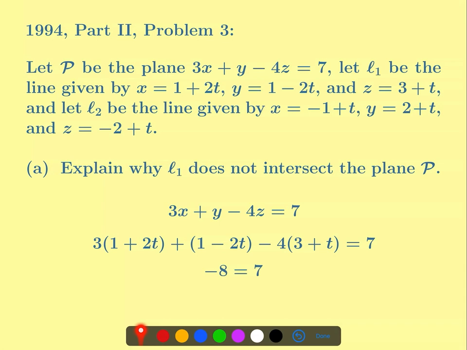So what does that mean? That means no matter what point I take on this first line, no matter what t I take for a point on this line, it's not going to satisfy this equation, because when I plug it in, I'm going to get minus 8 equals 7. So that's not true. So that means the line does not intersect the plane. They have no points in common.